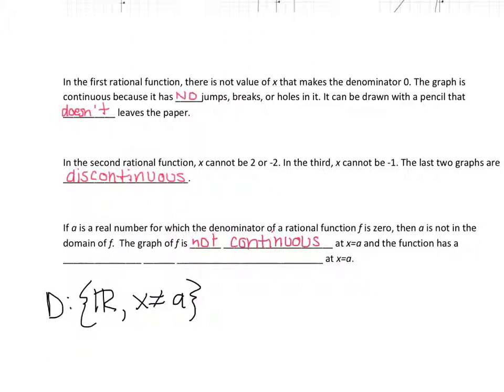At that point, at x equals a, whatever that a is. And what we're focusing on today is finding that point, and that is called a point of discontinuity.